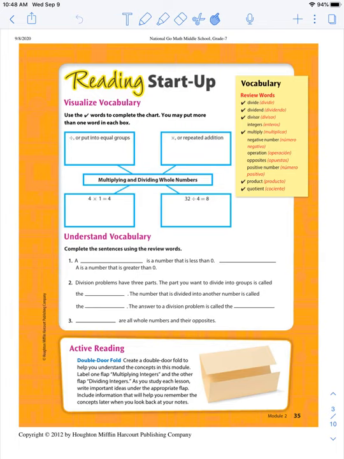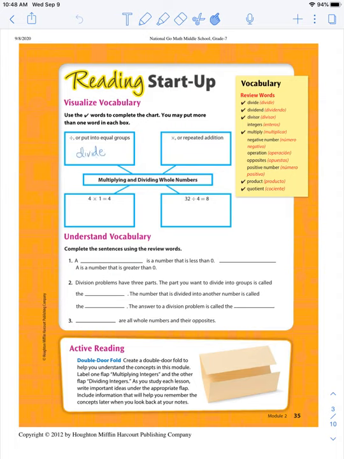All right, let's take a minute to visualize our vocabulary. We are going to use the word bank at the top right, the words with a check mark next to it, and we're going to fit it into these 4 boxes surrounding multiplying and dividing whole numbers. All right, so let's look at that top box on the left. I see a division symbol or put into equal groups. That verb, the division symbol, is to divide. So I'm going to write divide in that box.